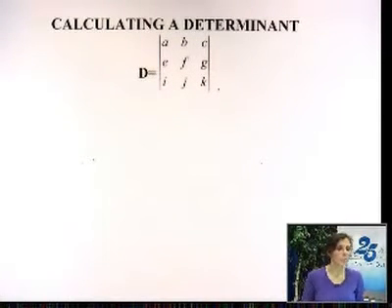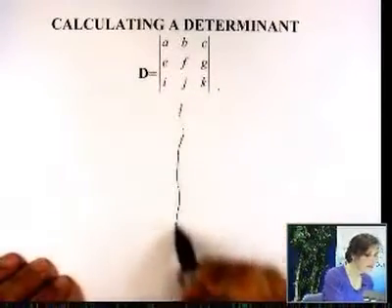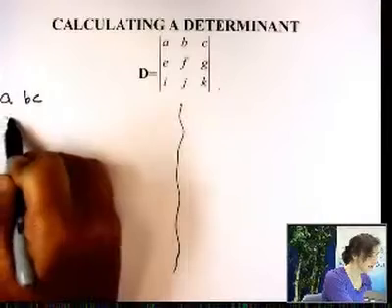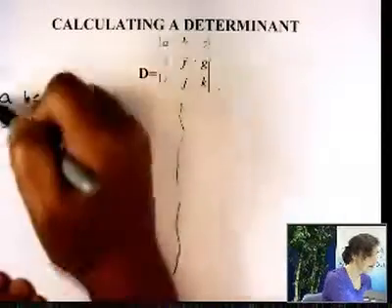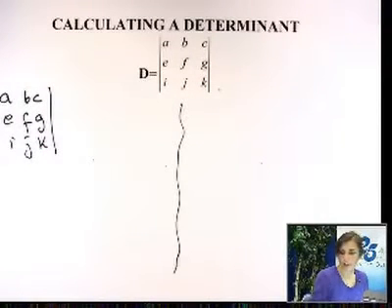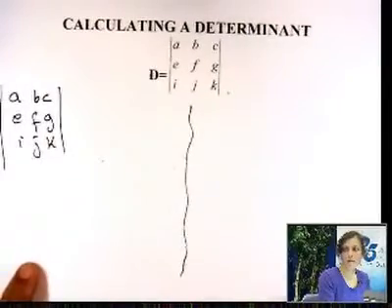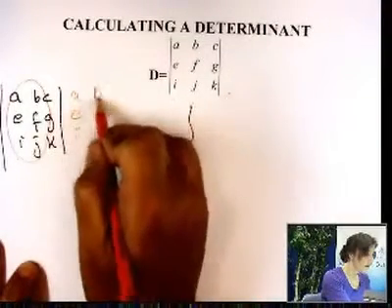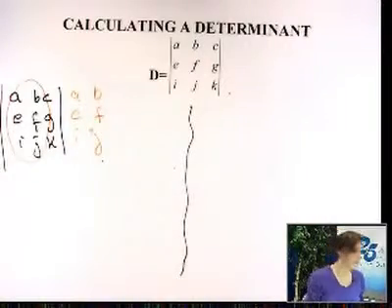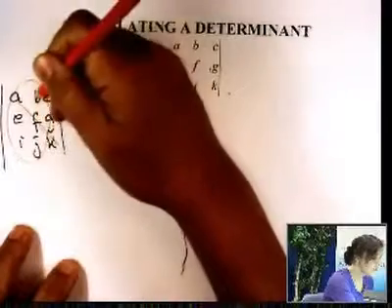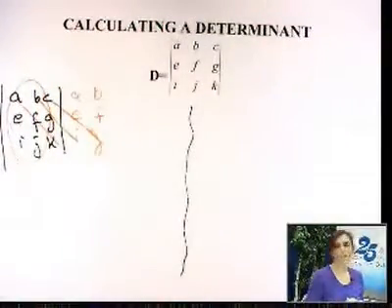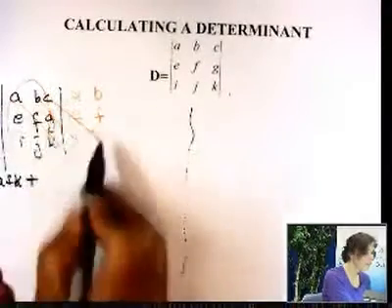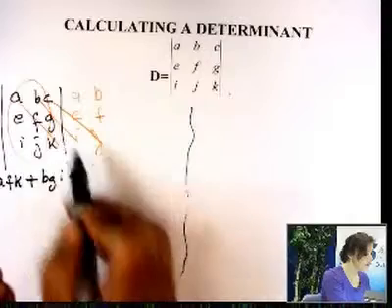How do I calculate a determinant? There are 2 ways of doing it, and I'll show you both. One way is this way. I write my determinant A, B, C, E, F, G, I, J, K. Then I write these first two columns one more time here. This is the shortcut. This is procedural: I multiply those 3 things each time and write it down. AFK plus, I add them up this way, BGI plus CEJ.